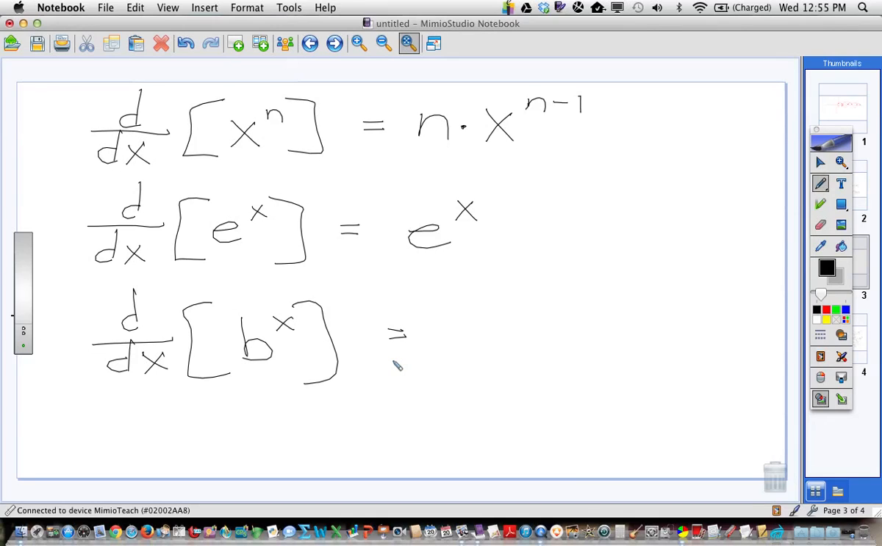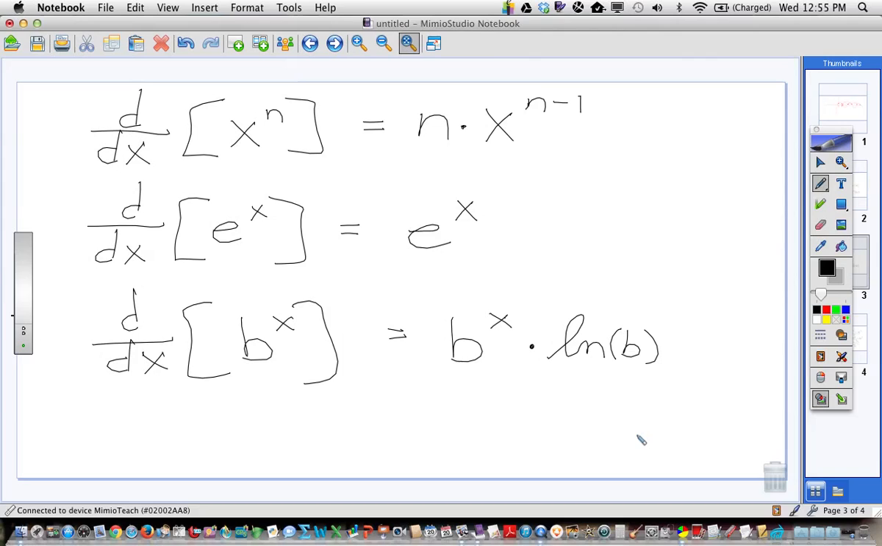This rule is only for x raised to a number. This is a number raised to an x. It's a different family of functions. It's called an exponential function. All right, well, here's the derivative rule. Very similar to e to the x. The derivative of b to the x is b to the x, but times an additional multiplier, ln b. Whatever the base is, you have to tack on an ln b.